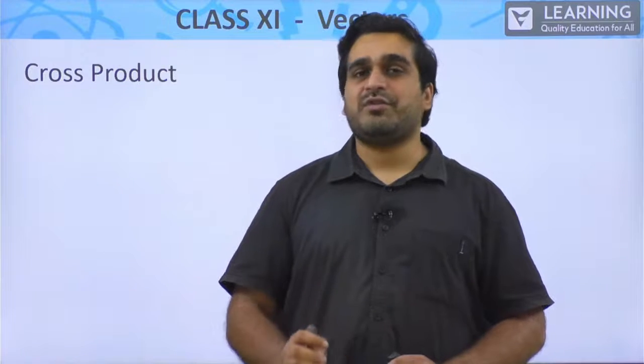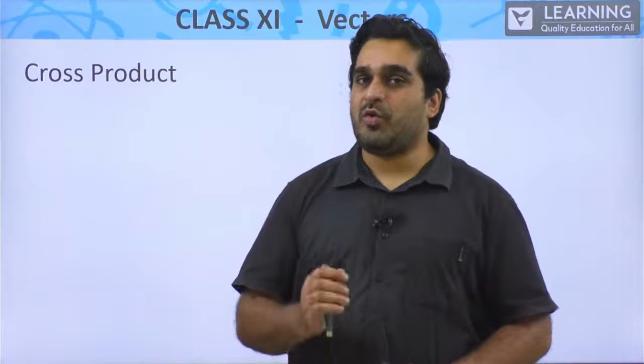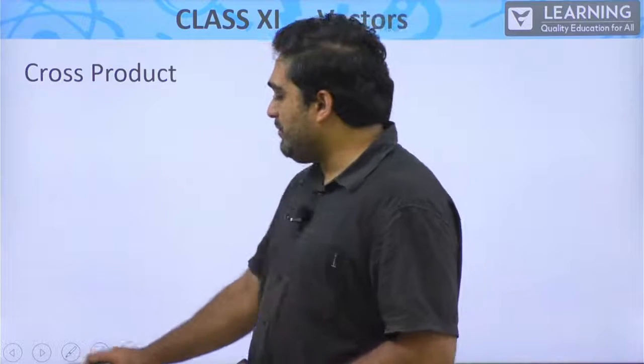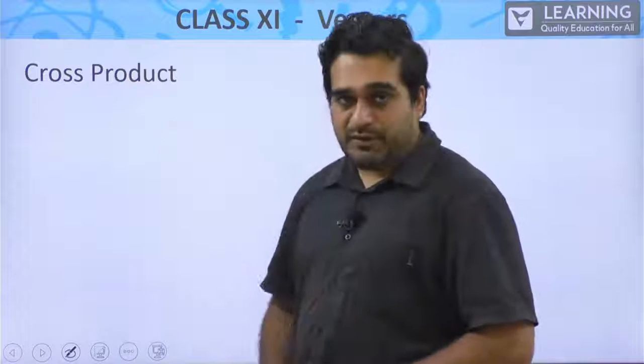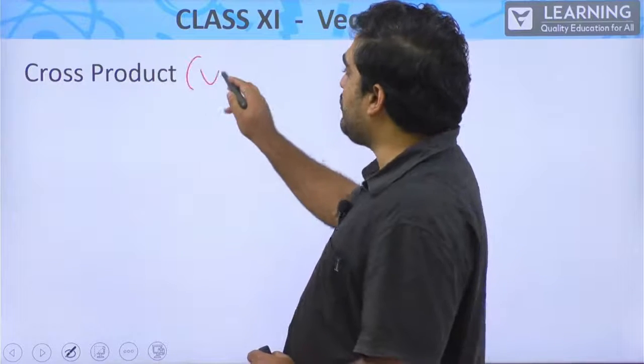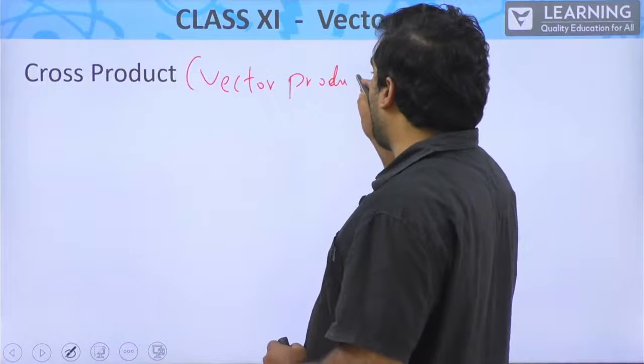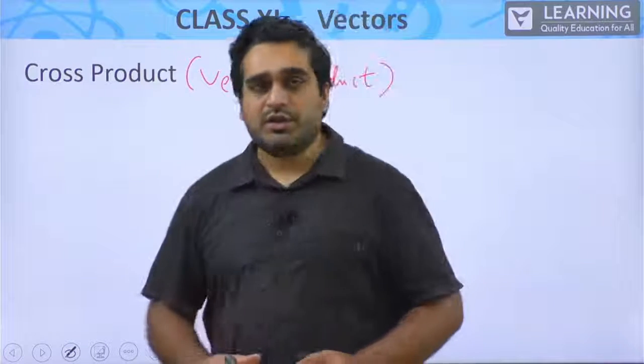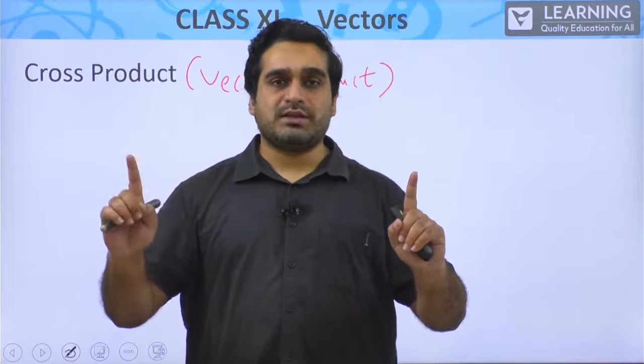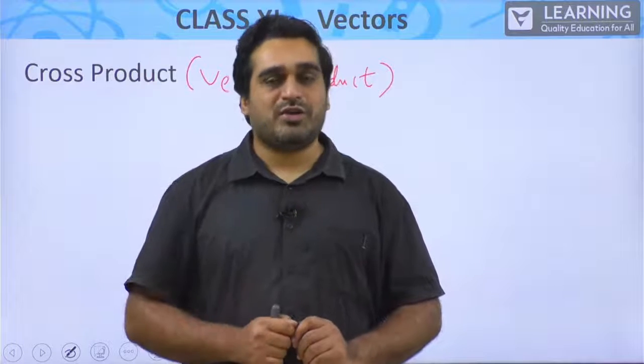Again, in the previous session, we learned that when a cross product is conducted on two vectors, the resultant answer you get is also a vector. Therefore, the cross product of two vectors is also called the vector product. So we will make note of this alternative name. The reason we call it the vector product is because when you multiply two vectors, the answer you get is also a vector.